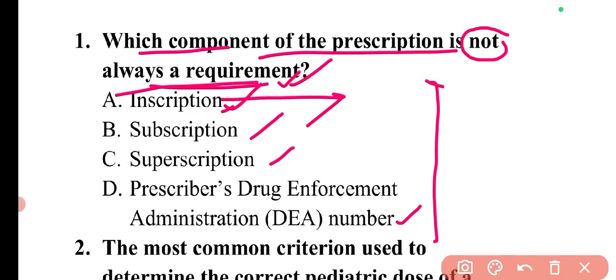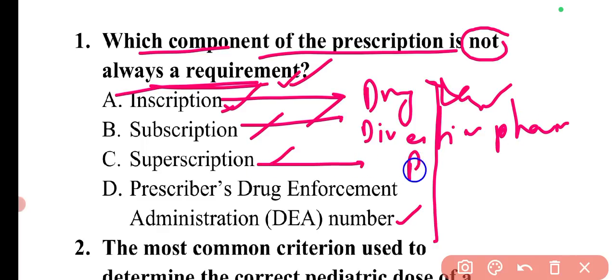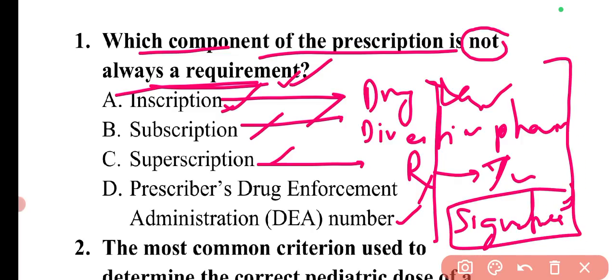In inscription, the drug names and quantities are there. In subscription, there are the directions to the pharmacist. And in superscription, there is a symbol like Rx, which means take, or take thou. It is basically a prayer to god Jupiter. So these are the three main parts. Apart from this, there is one more part, the signature, which means the directions to the patient. These four parts are very important, and questions are mostly framed from them.